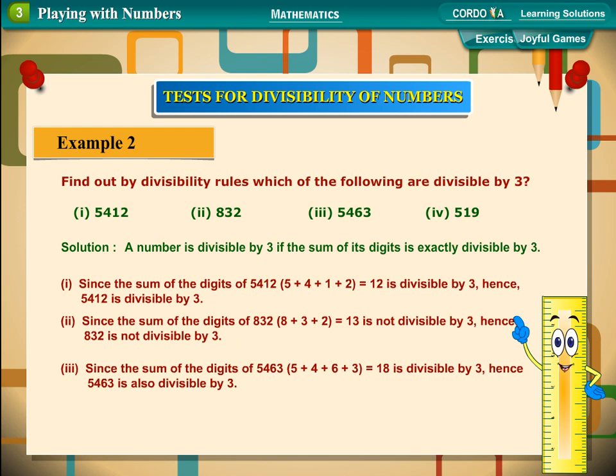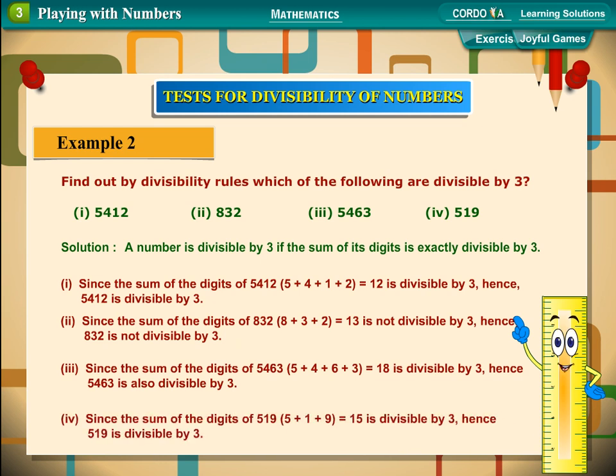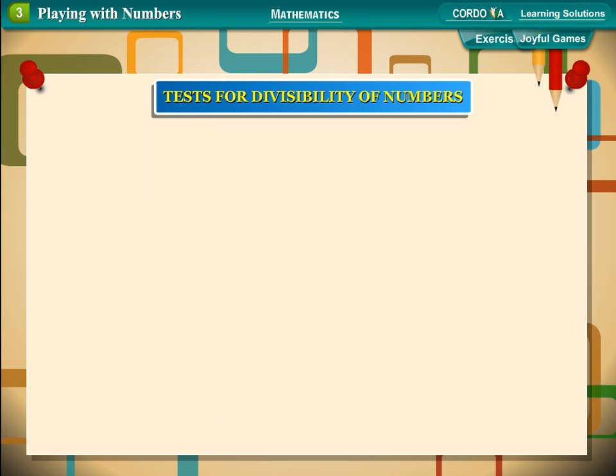Since the sum of the digits of 5463, 5 plus 4 plus 6 plus 3, is equal to 18, which is divisible by 3, hence 5463 is also divisible by 3. Since the sum of the digits of 519, 5 plus 1 plus 9, is equal to 15, which is divisible by 3, hence 519 is divisible by 3.